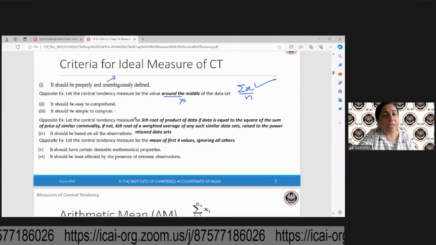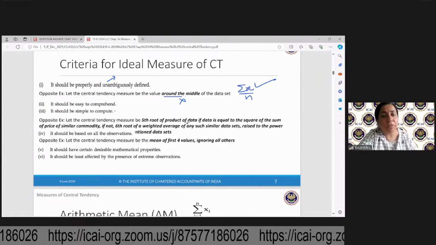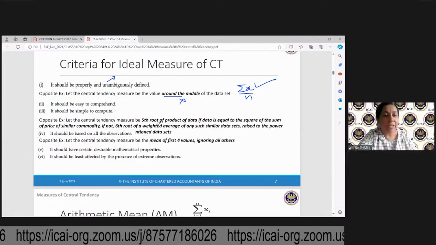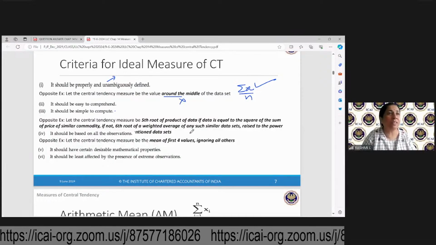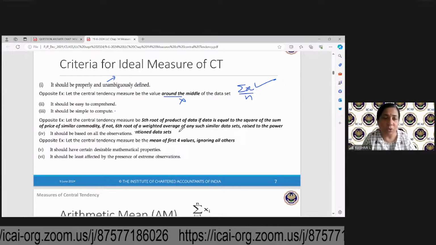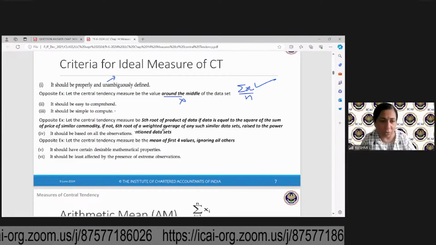Let the central tendency measure be the fifth root of a product of data if data is equal to the square of the sum of the price. Like if you have this kind of sentences, what will happen? There is no clarity on how I have to calculate. So this should not be used.